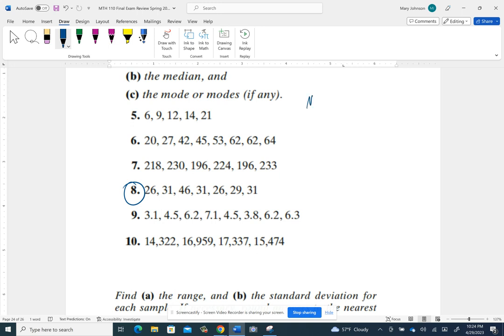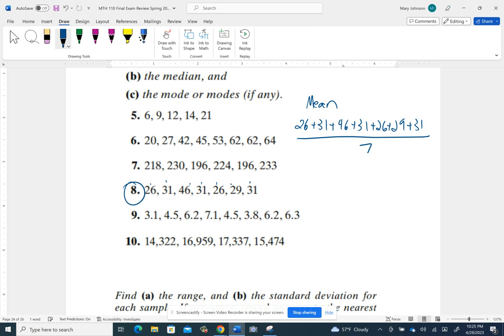So for mean, I'm going to take 26 plus 31 plus 46 plus 31 plus 26 plus 29 plus another 31. I'm going to divide it by 1, 2, 3, 4, 5, 6, 7, by 7. Okay. So try it again. Try it on a calculator. You need to add all those numbers up in the numerator. You need to be able to see what you're typing in to make sure that you're adding those properly.